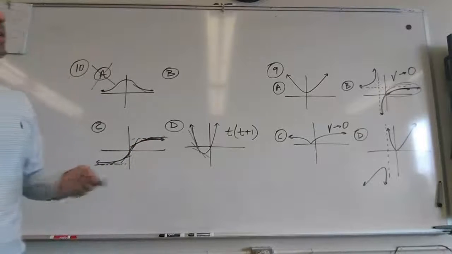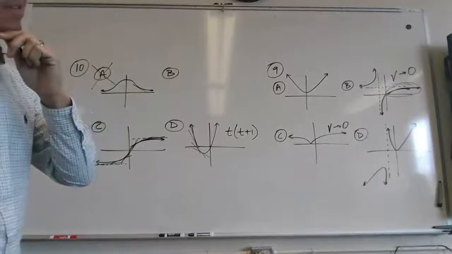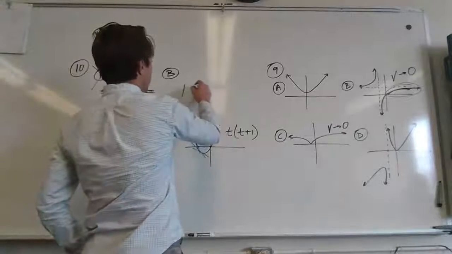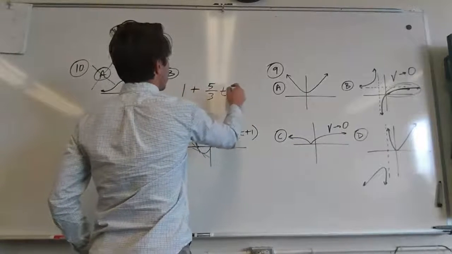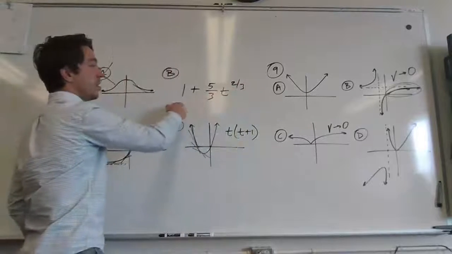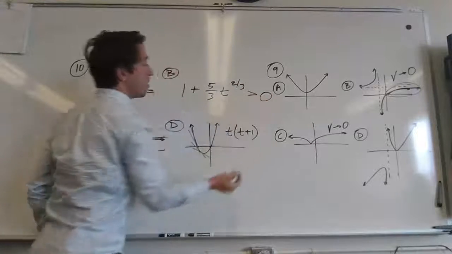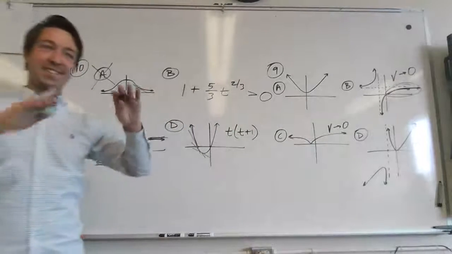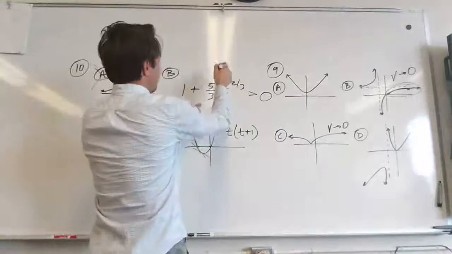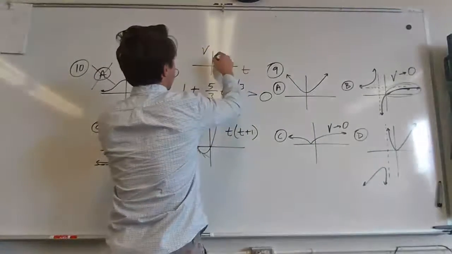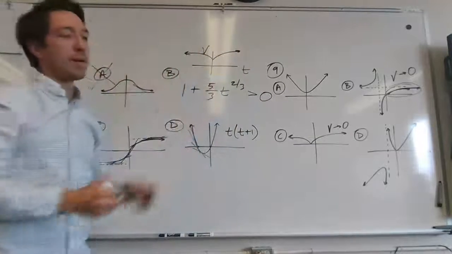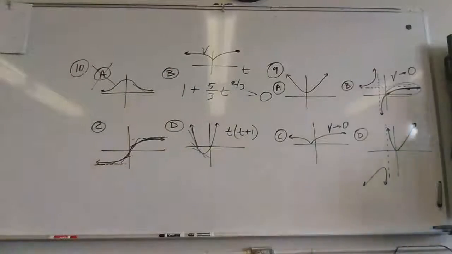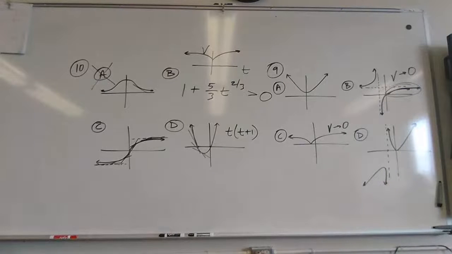And then B, that one might be a little tricky to graph, but if you take the derivative, it's 1 plus 5/3 t to the 2/3, which we can tell is always positive, because it's a shifted up birdie, right? So if you actually graph the velocity time function, it would look like a birdie soaring above the x-axis. Always positive. Anyway, B and C. Does that make sense?